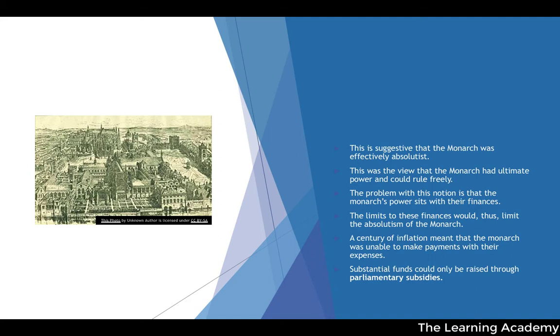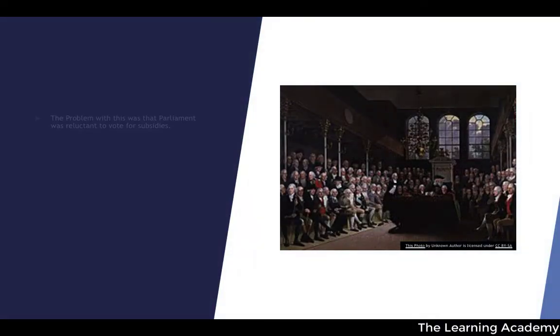And substantial funds could only be effectively raised through parliamentary subsidies, which gave Parliament a certain amount of power. So the problem with this idea of parliamentary subsidies was that Parliament was reluctant to vote for these subsidies themselves. This is because it would mean greater taxation of the political nation.